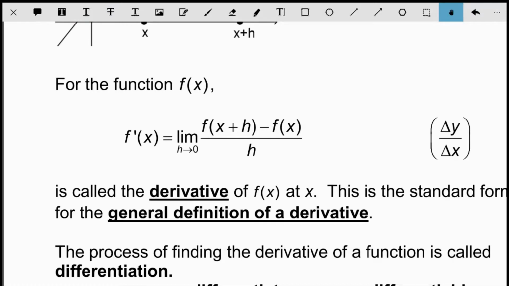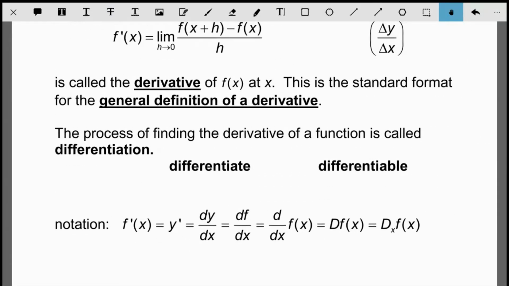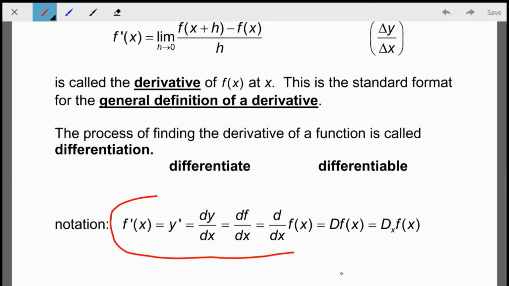Okay, so we've also got some other information here, just some vocabulary. So the whole idea of differentiation, when we are taking a derivative, it's called differentiation. So if I say to differentiate, that means take the derivative of the function. And if a function is differentiable, that means that the derivative exists. All right, so we also have some notation here. These are all different ways that I can write the derivative of a function. And all of these actually mean the same thing.